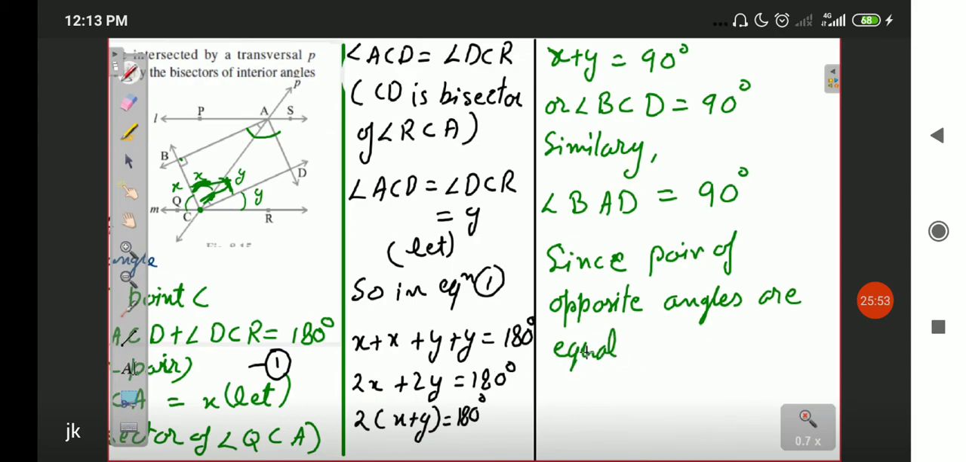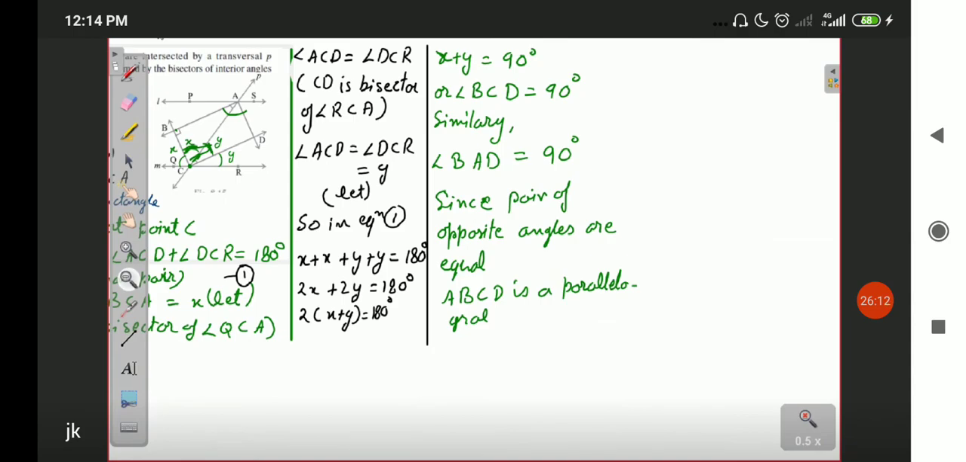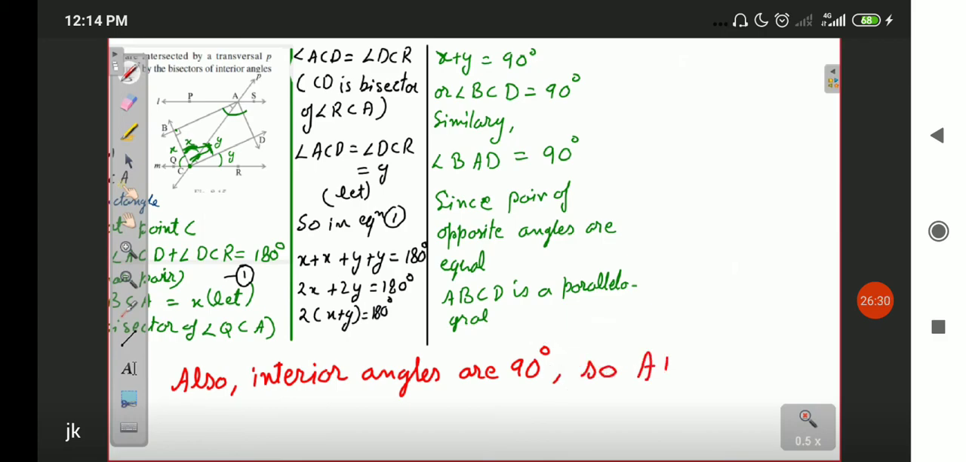Since a pair of opposite angles are equal, that means ABCD is a parallelogram. Okay, and also interior angles are 90 degree. So ABCD is a rectangle.